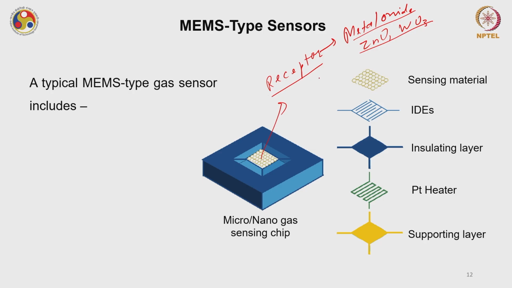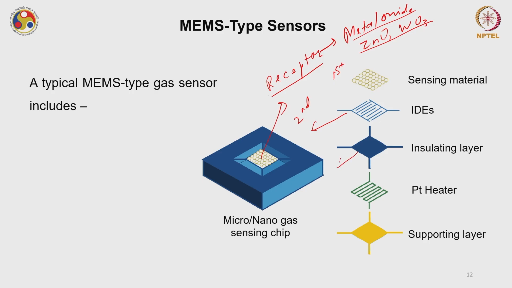This metal oxide receptor is patterned on top of some interdigitated electrode, or IDE. So this IDE is the second layer; this is my first layer. My second layer is the interdigitated electrode, which is nothing but a patterned electrode. This patterned electrode is actually patterned on an insulating layer.